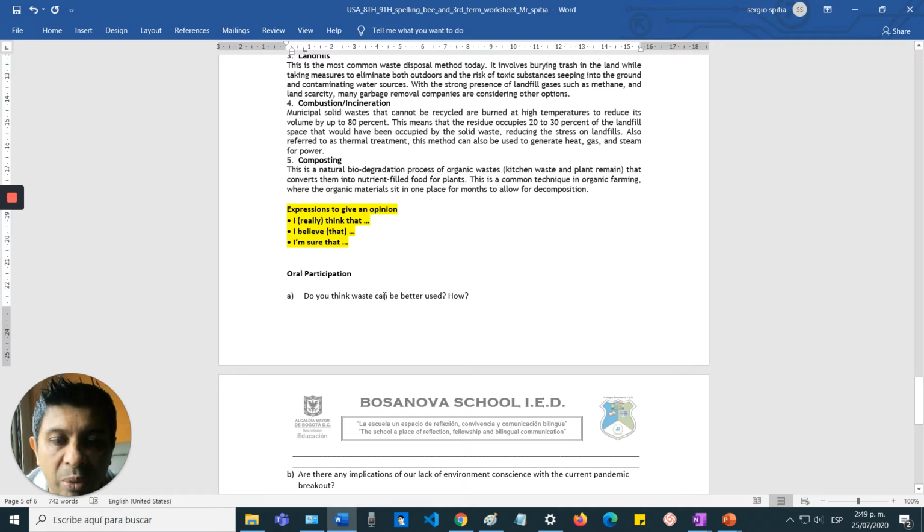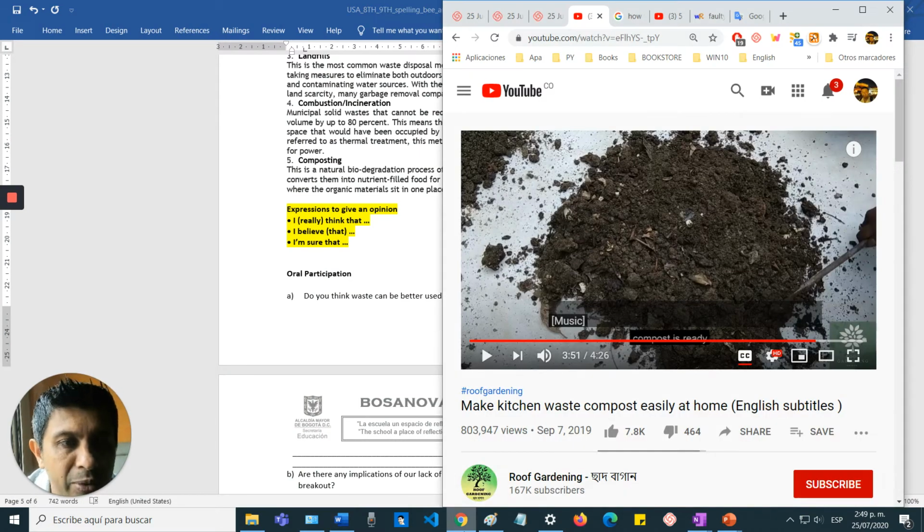¿Consideras que el desperdicio puede utilizarse mejor? How, ¿cómo? La pregunta how es una pregunta que tiene que ver con la ciencia. ¿Cómo? Bueno, sí, yo creo que sí puede ser bien utilizado, pero ¿cómo? So, to expand our mind, para expandir nuestros conocimientos, vamos a revisar acá algunos links que yo también les voy a dejar en la sección de descripción.